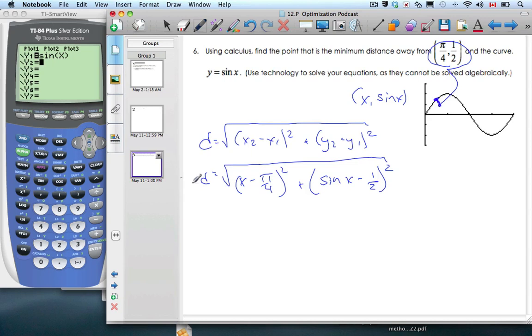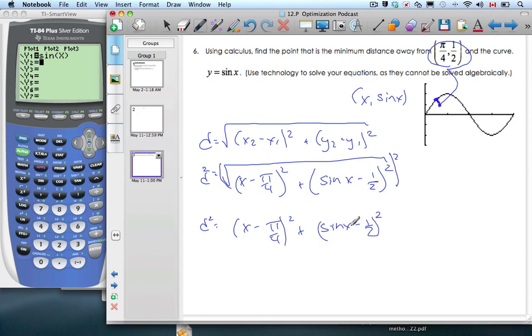To make it easier for myself, if d is a minimum, I also know that if I square both sides, d squared is also going to be a minimum. So this particular function will be a lot easier to differentiate than the first one. So let's take a look at this.